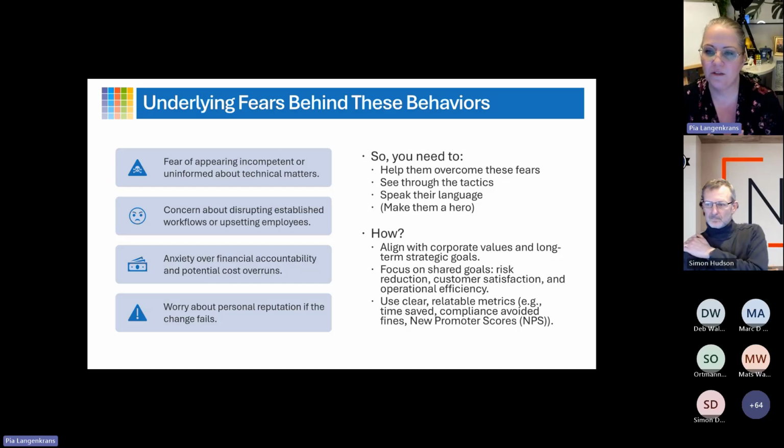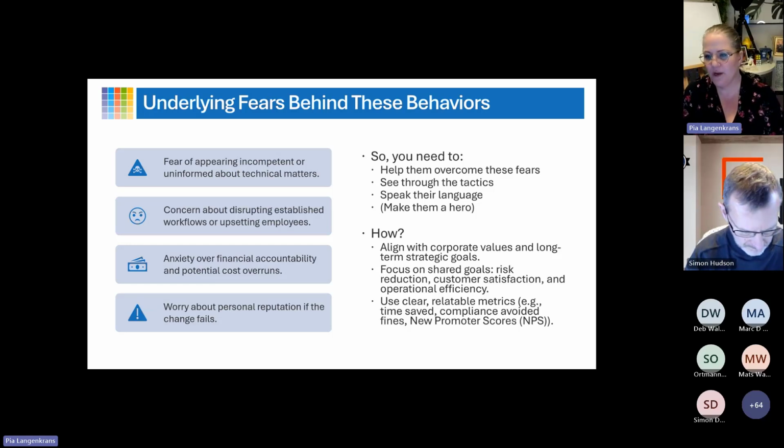So our job is to help them overcome these fears, and we need to see through their tactics. We need to speak their language, and I put it in parentheses, but make them the hero. If you can do it, and especially if the managers are very egocentric, you need to make them the hero. Let them stand out and say what needs to be said, and just stand behind them and whisper, okay, you say this is going to be fine. It sounds pretty bad, but it isn't. They're a different breed. They have different stakes.